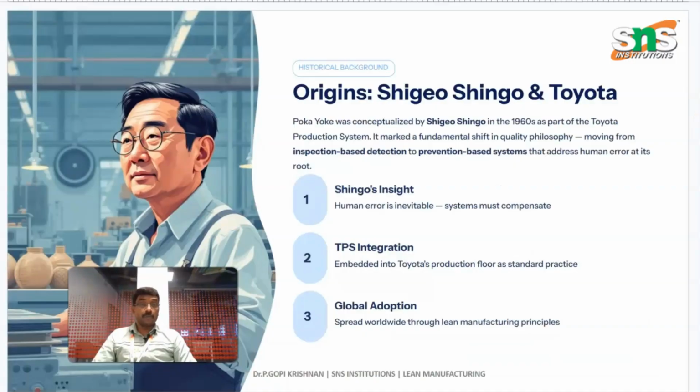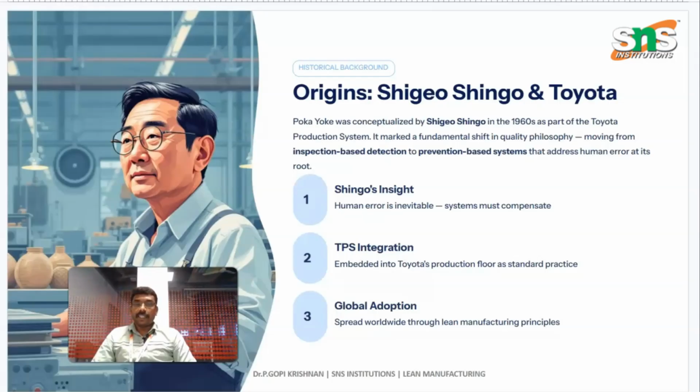Poka-Yoke principle was conceptualized by Shigeru Shingo in the 1960s as part of the TPS, that is Toyota Production System, and this is going to be a very important philosophy that is very much useful for the improvisation of the quality concept in the manufacturing environment. It actually shifts the focus from the inspection based detection of the products to the prevention based systems that could address a human error at its root.